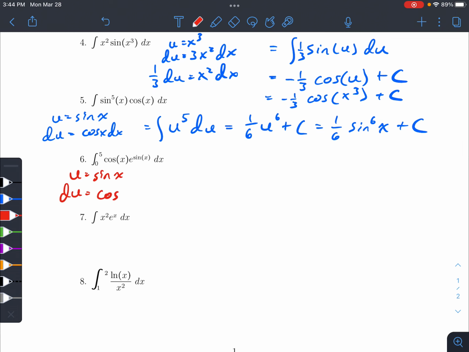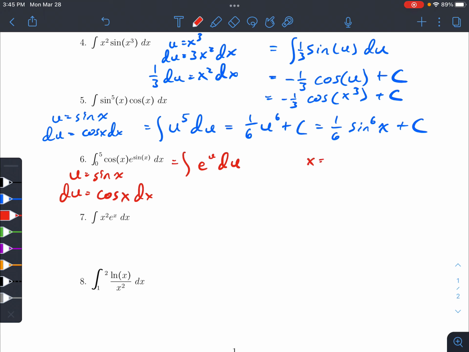So du is going to be the derivative of sine, which is cosine of x dx. And so this integral becomes the integral of e to the u du, because this cosine x dx just gets replaced with du, and this e to the sine x becomes e to the u. And what are our bounds going to be? Let's figure out what our bounds are going to be in terms of u.